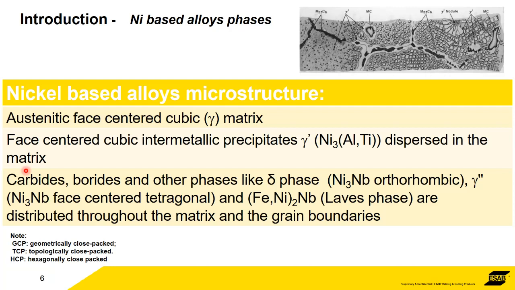And then what gives the strength are these also face-centered cubic, but they're intermetallic precipitates. So gamma prime, it's called. So it's nickel with either aluminium, titanium.